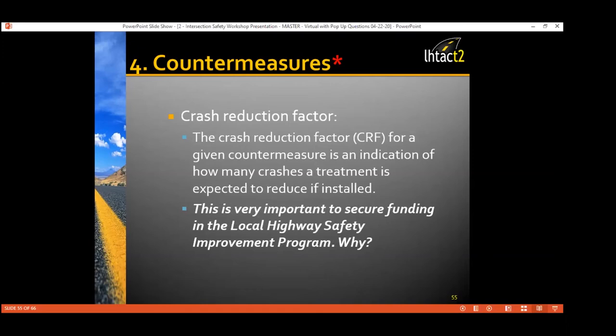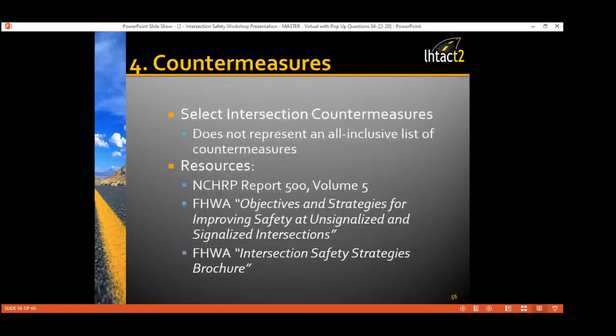It's important as we look at securing funding, because people are going to start asking what the crash reduction factor is. If I'm going to spend money on this, what can I expect? It's going to become even a little bit more important to secure funding. Indeed, I'll talk about it towards the end, when you're looking at seeking funding from the local highway safety improvement program at LTAC. So crash reduction factors are important if they're available. However, I will tell you that they're not available for all solutions out there. It's still a work in process.